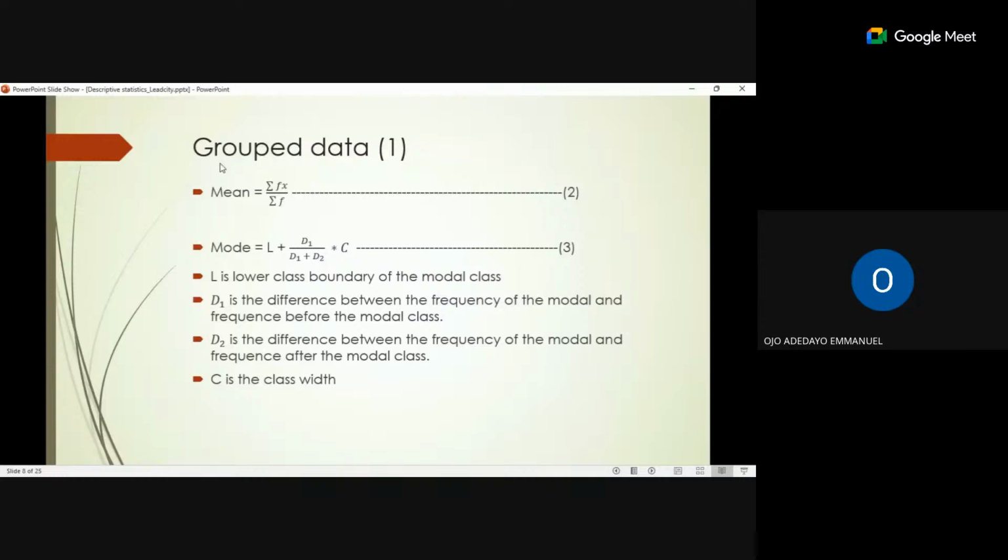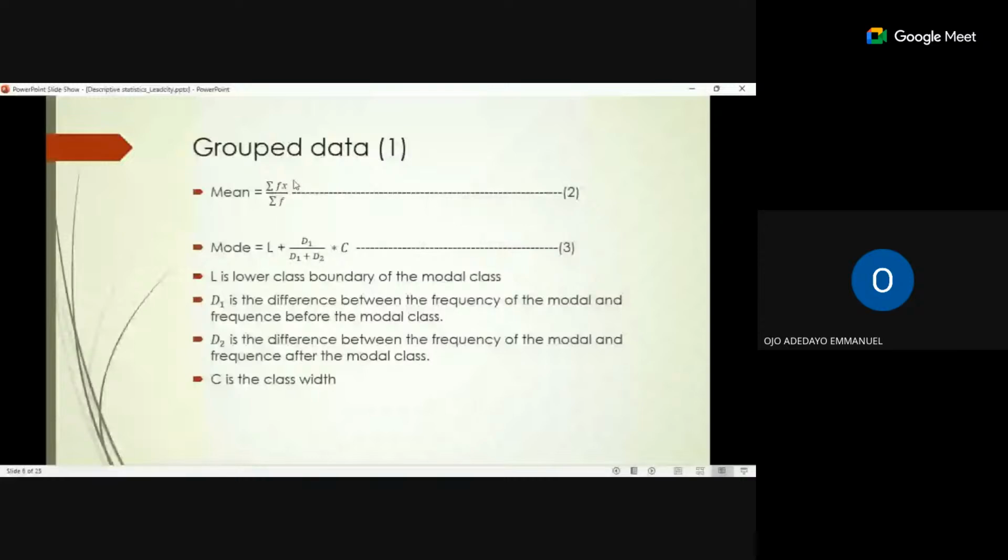So now we move to the grouped data. Now that we have grouped data, how do we calculate the mean for grouped data? The formula to calculate the mean for grouped data, remember that I told us that this particular symbol is called summation. That means you add them together. Remember that from the ungrouped data, we only have X, summation X. Now for the grouped data, we are going to introduce F. This F is called the frequency.